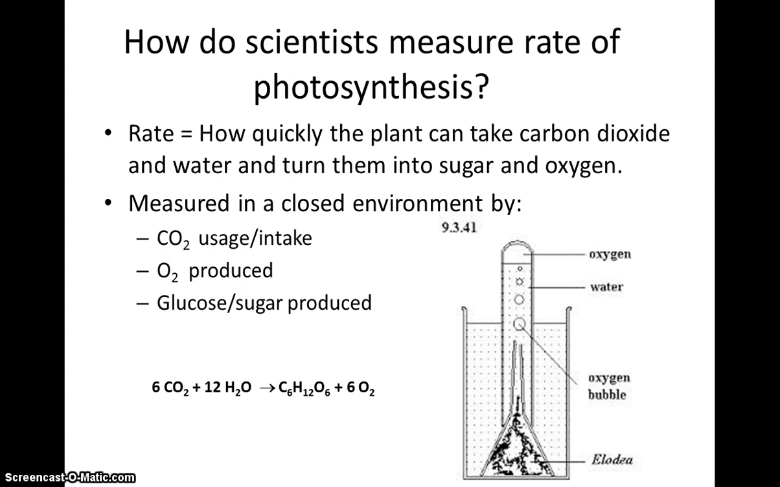So an easy way with that one is you just count the bubbles: the more bubbles that are made, the more oxygen is made. You can, like I said, do it with leaf punches with glucose as well, or if the environment is closed with a plant, you can look and see how much CO2 actually gets used. That one's a little more complicated though.